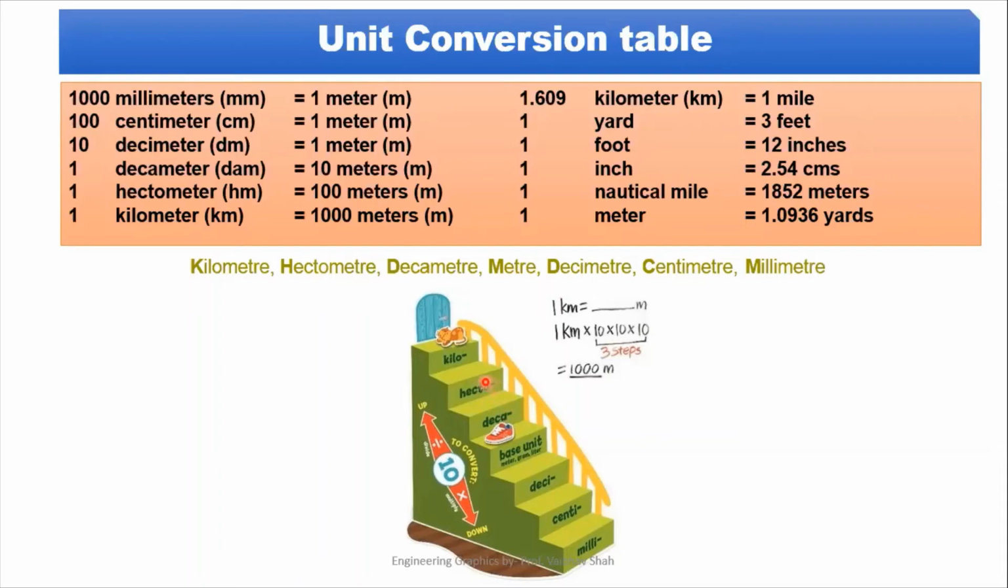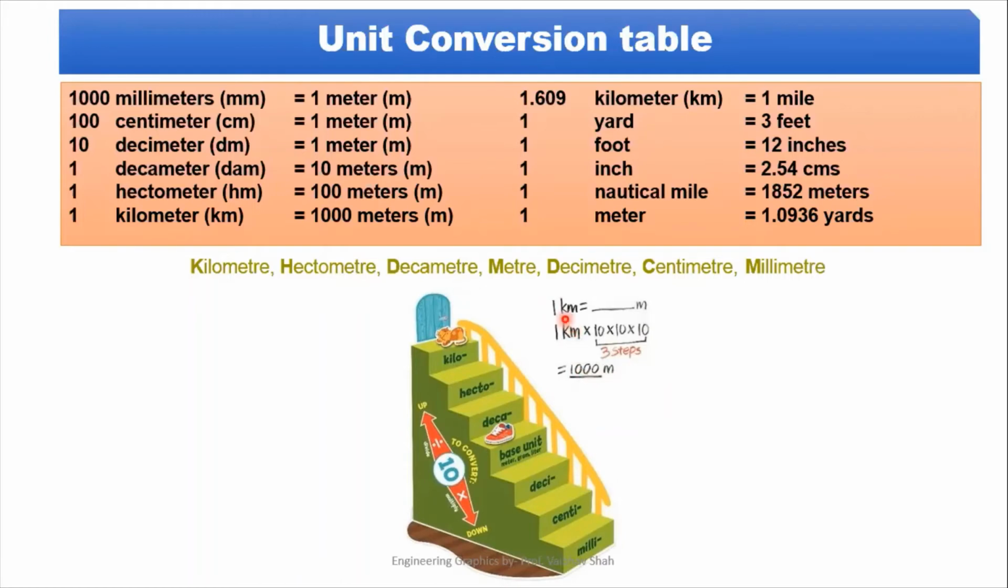Each of the stairs contains 10 and we are declining in the downward direction, so we will multiply it by 10. Now we have total 3 steps, 1, 2 and 3. So 1 kilometer is equal to 3 steps, 10 into 10 into 10. That means 1000, and we will finally reach our base unit which is meter. So our answer would be 1 kilometer is equal to 1000 meters.